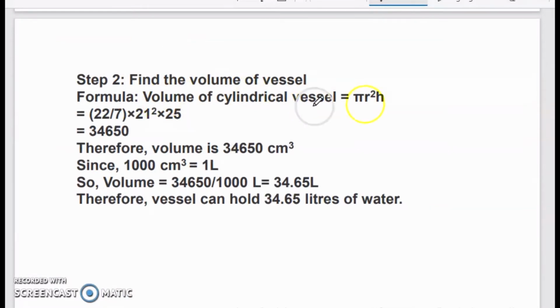Next step will be to substitute this in the volume formula, that is pi r square h. Here you will substitute 21 as the radius and 25 as the height and find the volume. Volume is coming in centimeter cube. So 34,650 centimeter cube is the volume. So then convert it into liters. 1000 centimeter cube is 1 liter. So then 34,650 centimeter cube will be 34.65 liters. You have to divide by 1000. So it can hold 34.65 liters of water.